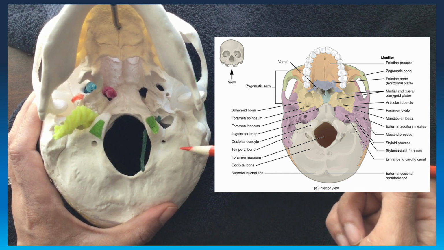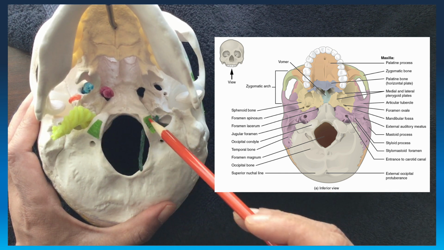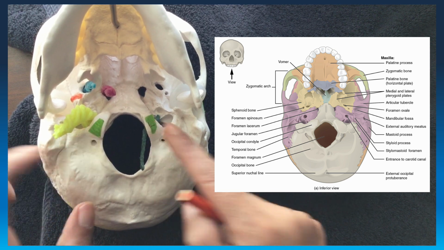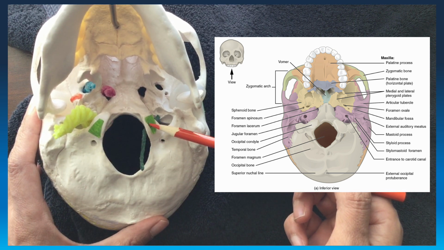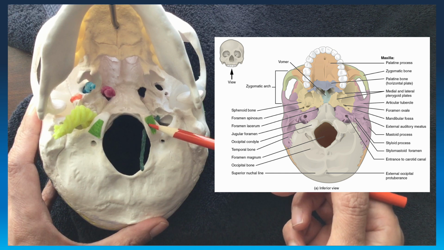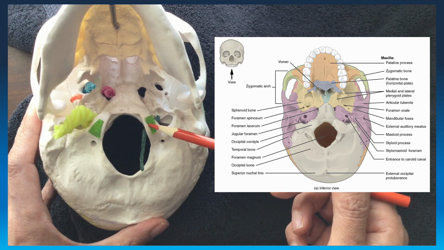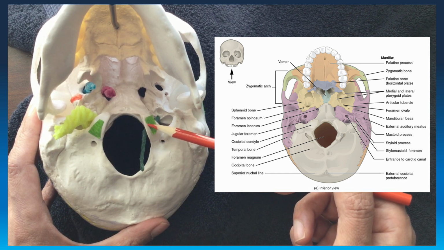What else can we see? We can see the occipital condyles. There are two, and they're sort of these smooth surfaces, and that's going to articulate with the atlas C1 vertebra to enable us to nod our head yes, right? This is going to be the articulation point for that, okay?